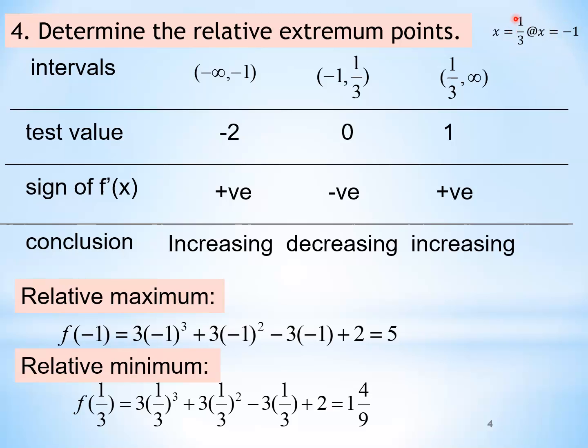Since you already have these two values, for the relative maximum when x equal to negative 1, you substitute into the f. So you get 5. So now you have a complete point, which is point negative 1 and 5. Negative 1, 5. 5 here is your y value. And for the relative minimum, you're going to substitute x value equal to 1 over 3 into your f function. Then you get the y value. So now you have 2 points, this and this.